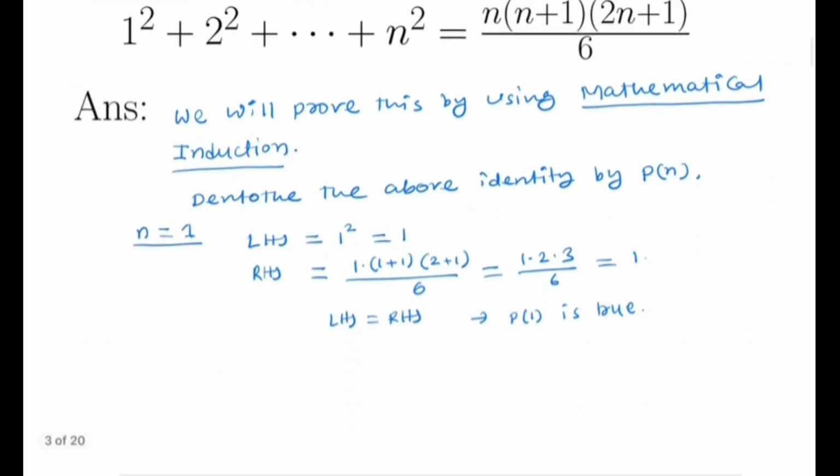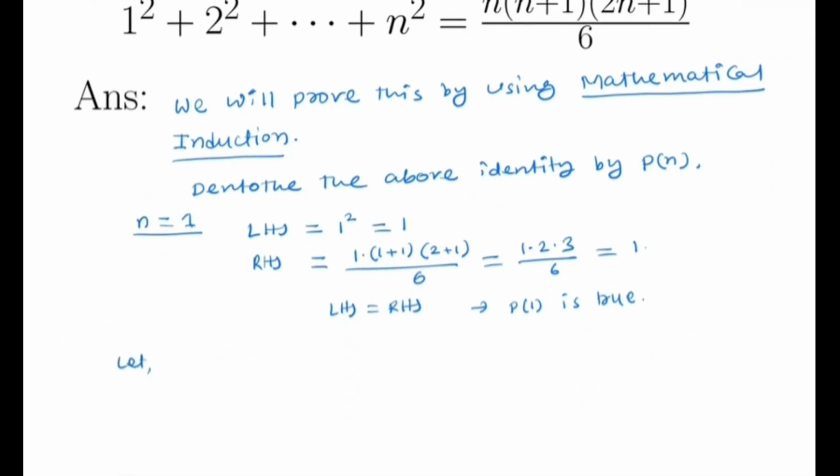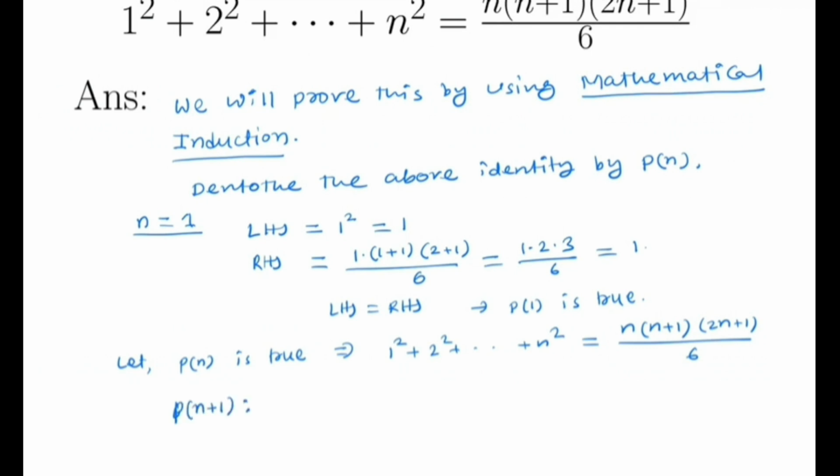So now we let that Pn is true. And by using this fact that Pn is true, we will prove that P of n plus 1 is true. Then by mathematical induction, we can say that Pn is true for every n. Okay. So Pn is true. That implies that 1 square plus 2 square up to n square is n into n plus 1 into 2n plus 1 by 6. So now basically we will prove the statement Pn plus 1.